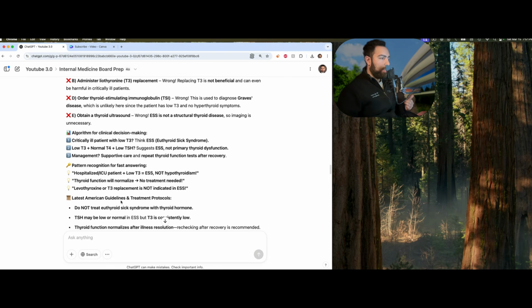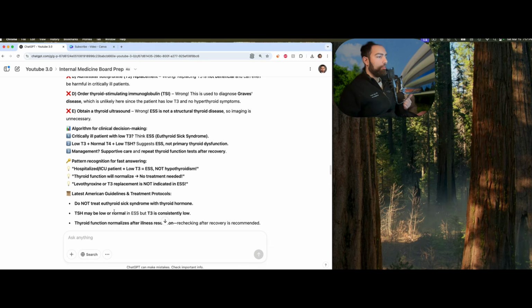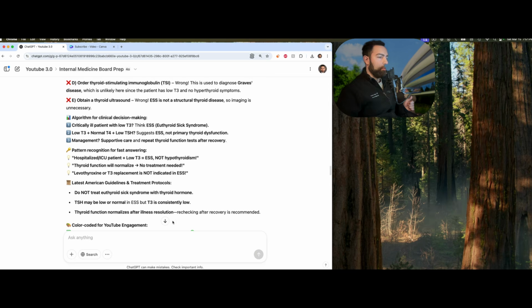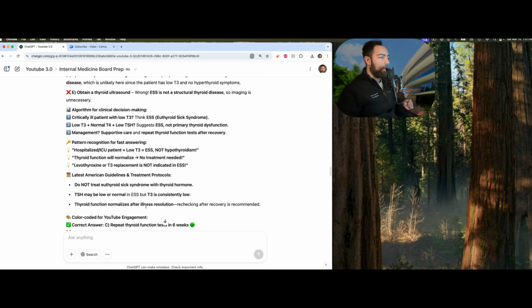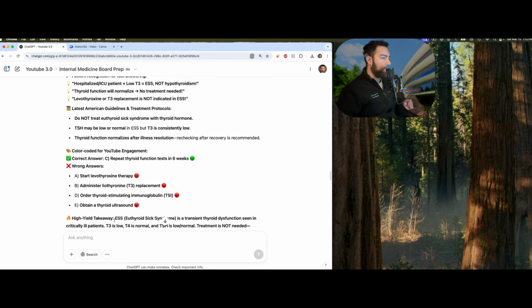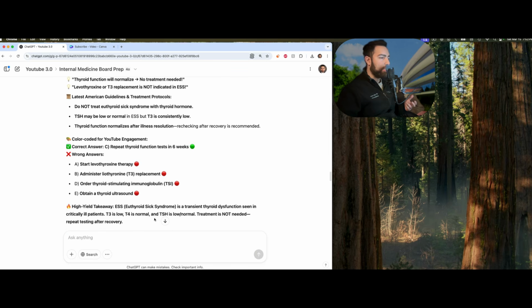And again, the latest American guidelines do not treat euthyroid sick syndrome. TSH may be low or normal in ESS, but T3 is consistently low. Thyroid function normalizes after illness resolution. So recheck in 6 weeks. And these are the wrong options as it presents them. And then the high yield facts about ESS, which is a transient thyroid dysfunction seen in critically ill patients: T3 is low, T4 is normal, and TSH is low normal.